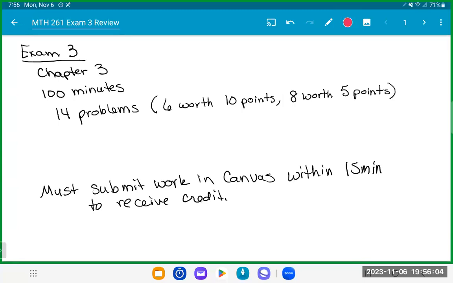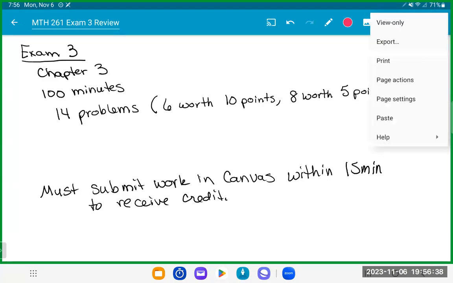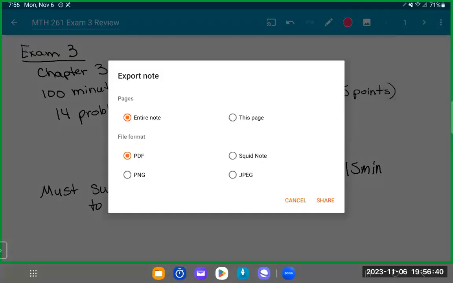The ones that don't actually need work to be shown. There will be 6 problems on the exam that are worth 10 points. There will be 8 problems on the exam that are worth 5 points. And you'll see on this review, I've written out how many points each problem is worth. You will be able to see that on the exam as well, so you don't have to memorize or guess. It'll say this problem's worth 10 points or this problem's worth 5. Okay. All right. Any questions before we get started?